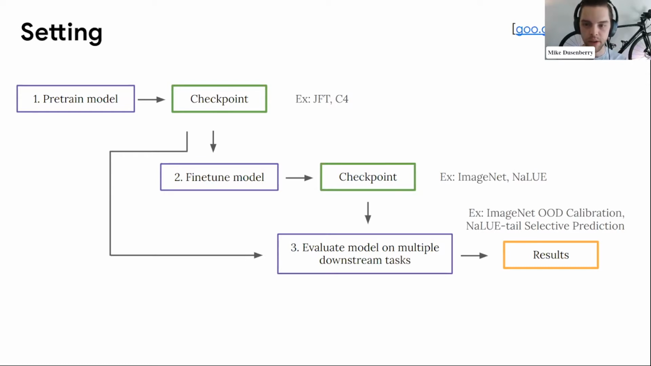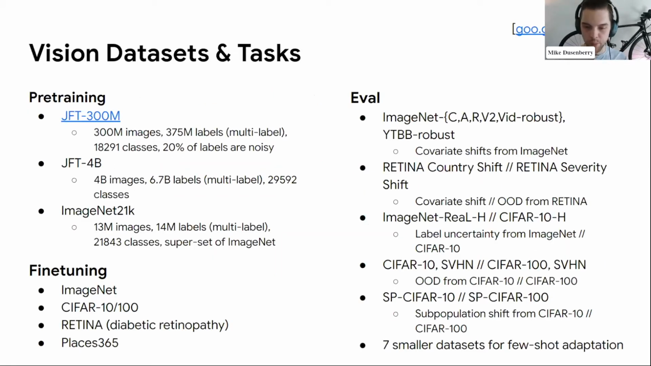With that, let's talk about data sets and tasks. In the paper, we look at two modalities, vision and language. We'll start with the vision one. At a high level, it's what we just said: pre-training, fine-tuning, eval. For vision, we always pre-train on JFT or ImageNet 21K, and JFT goes up to 4 billion images. We're going to fine-tune on ImageNet, CIFAR, Retina, which is a diabetic retinopathy data set, and Places365. And then eval is where we really get into this evaluation framework for reliability.